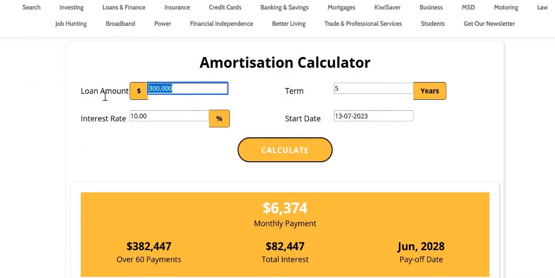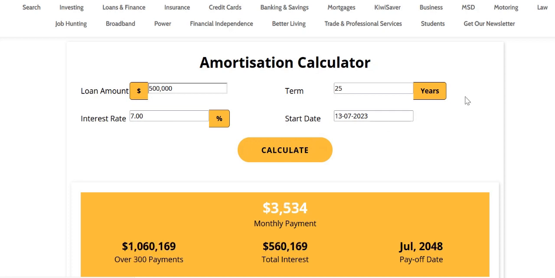What we're going to do is look at a $500,000 mortgage, and a term of 25 years, which is a standard home loan term. We're going to drop the interest rate from 10%, which is a bit scary, down to something more conservative. Let's go 7%. And then we're going to do a start date as well. I'm recording this in July 2023, so we'll do that right there.